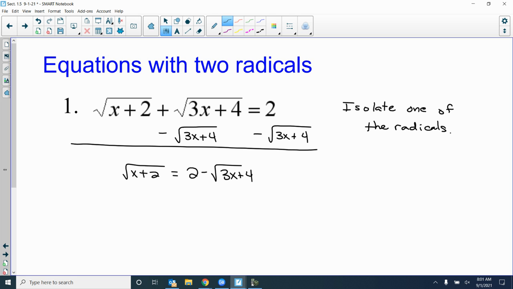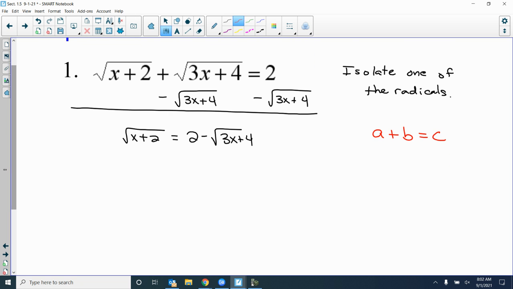All right, here's what you got to watch. I'm going to do it over here because I'm recording, but you don't necessarily need to get this down. If you have A plus B equals C, you cannot just square the individual pieces. You cannot say A squared plus B squared equals C squared. That will not be true, even though you think it is. A real simple case.